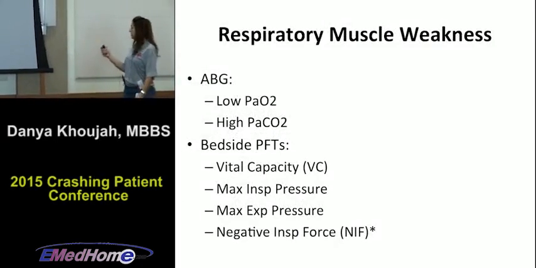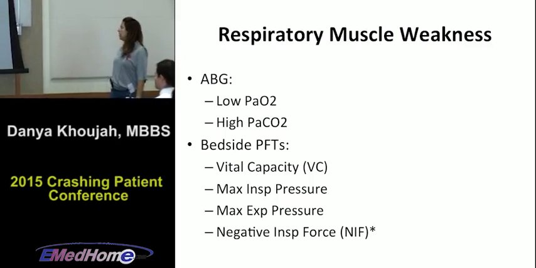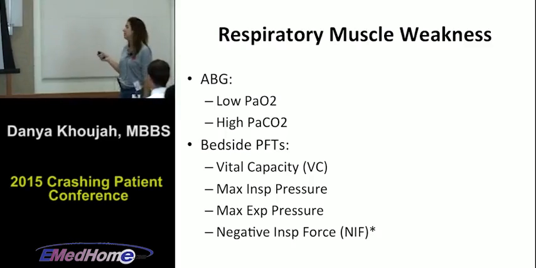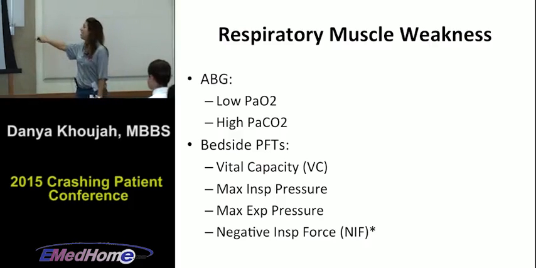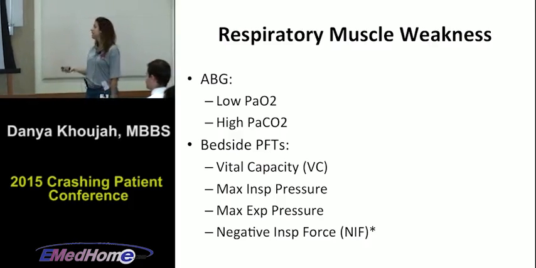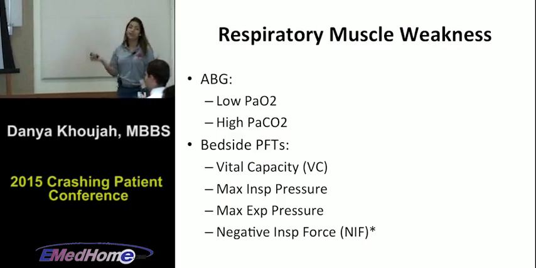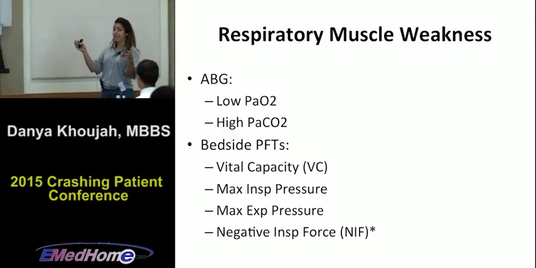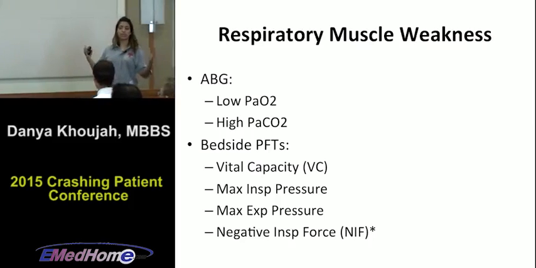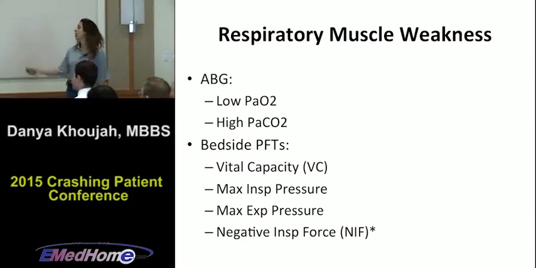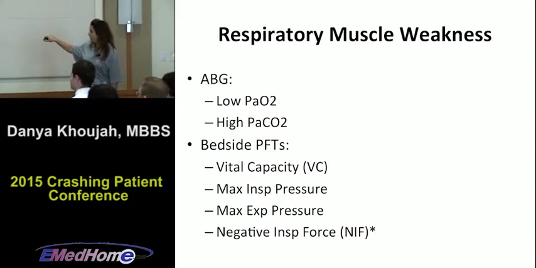For those of us who like numbers, here are the numbers. Get an ABG. If the PaO2 is low and the PaCO2 is high, then that's respiratory failure, right? You can do bedside pulmonary function tests. So you can do vital capacity, which is basically the maximum volume of air that you can exhale in one breath. The normal is around 40 to 70 cc's per kilo. Maximum inspiratory pressure: you just ask the patient to inhale real deep and see how much pressure that generates. Expiratory pressure is the exact opposite. Negative inspiratory force is pretty similar to inspiratory pressure as well.